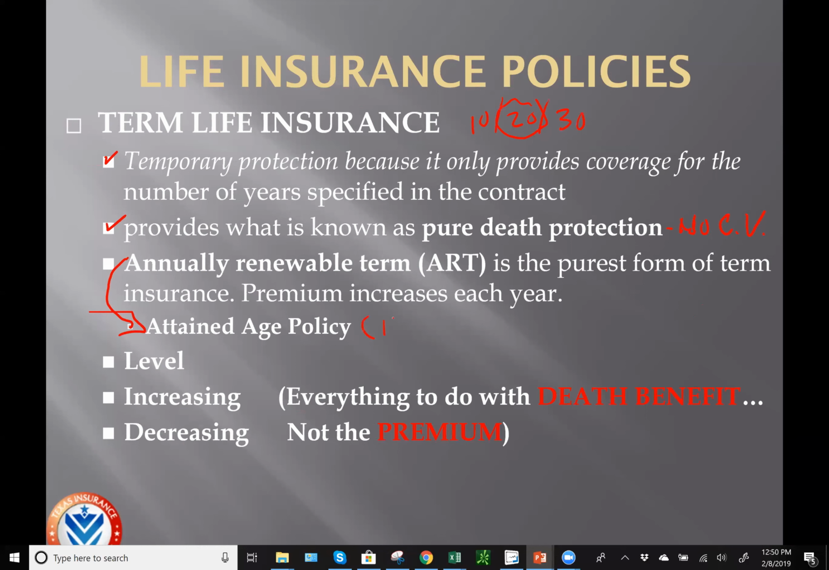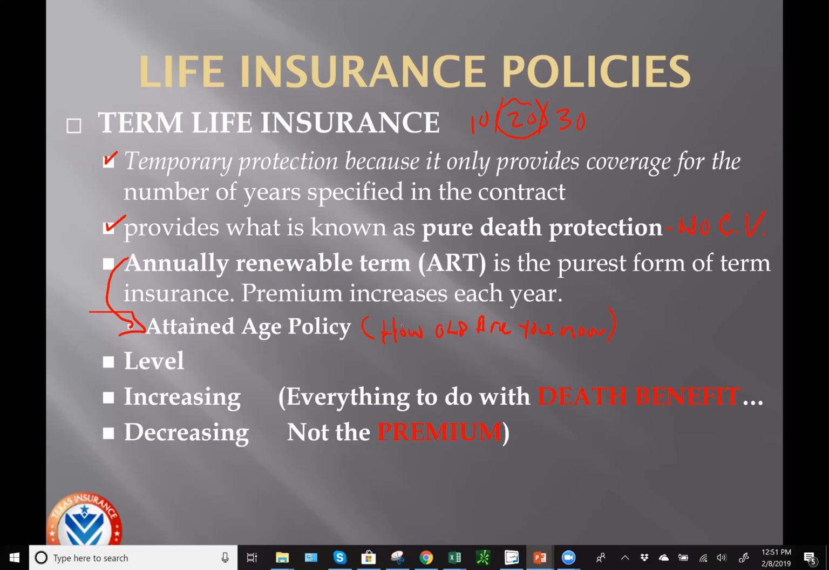Attained age means how old are you now? That is your attained age. How old are you now? So in an annually renewable term, your premiums every year will be based on your attained age.